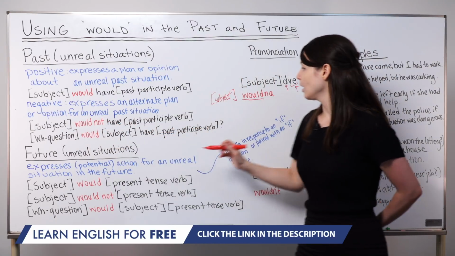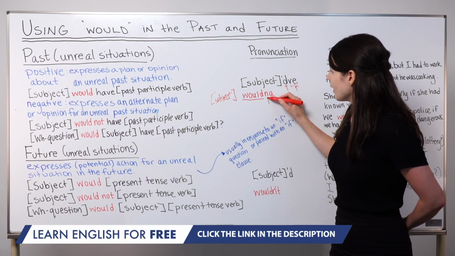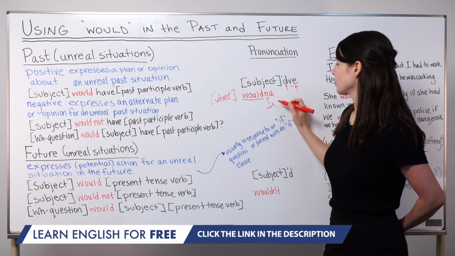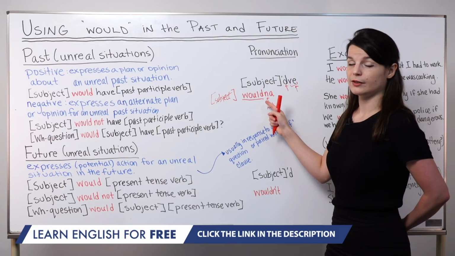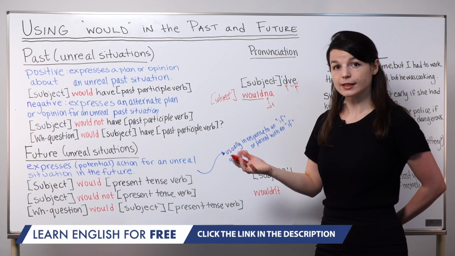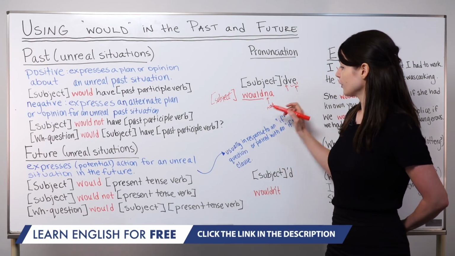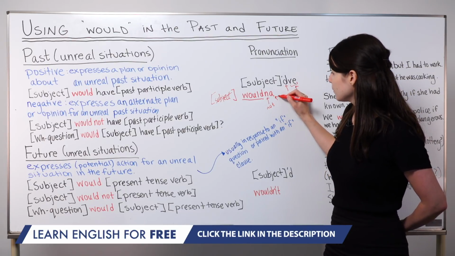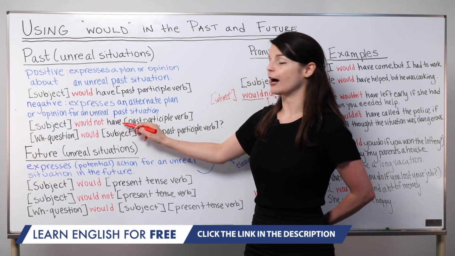Subject would. But here, this n is the not part. This is the not part. Wouldn't, wouldn't. So for example, maybe you know wouldn't, which I'll talk about later. So this n sound is the not part. This a sound is the have part.